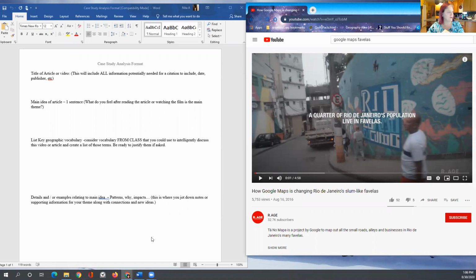So to start with on this form, we would simply put in the title. So in this case, Google Maps is changing Rio. Then we need a main idea. A lot of times, remember, we don't know what the theme or main idea is until we're done reading the article or watching the video. So I would hold off filling in this section.